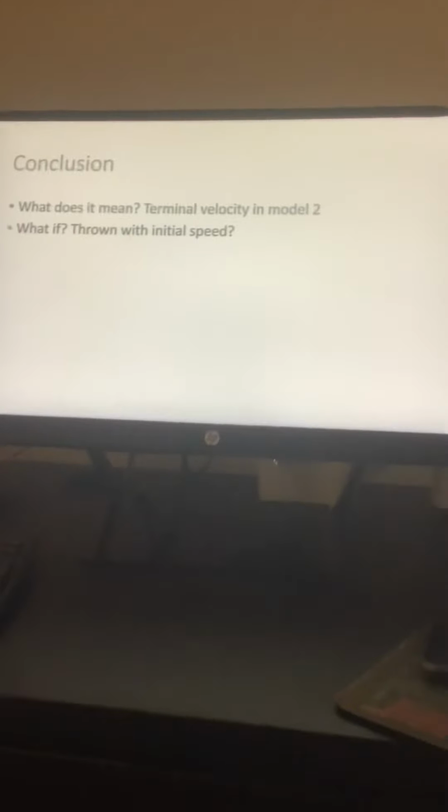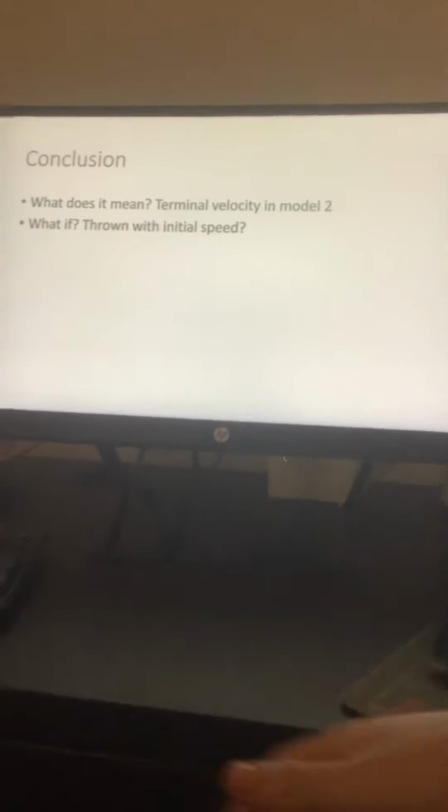This would also be the same terminal velocity no matter what. So no matter how fast you throw it initially, drag will eventually overcome and then equal F of G, and thus the object will continue to fall constantly.